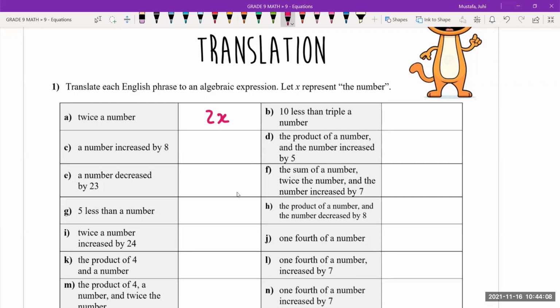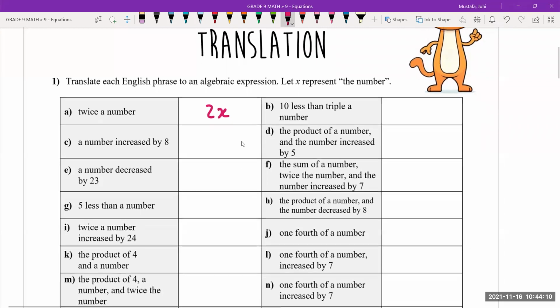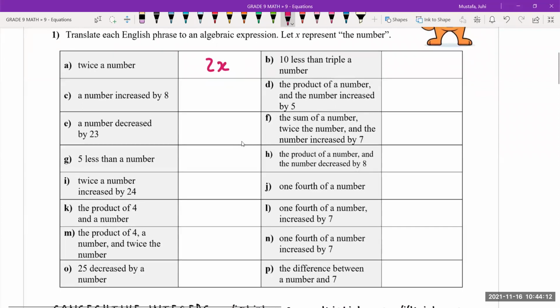What's a number? And we're just going to go down. What's a number increased by 8? What does the word increased by mean? Abarami? It would just be X plus 8 or 8 plus X. Yes. A number decreased by 23? X minus 23? Yep. Now you have to be careful about the next one.